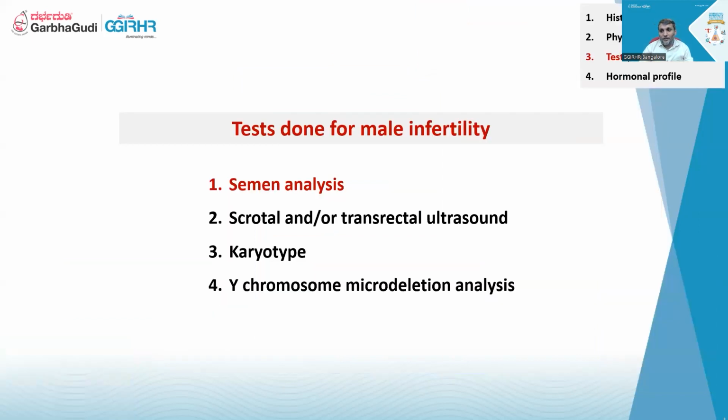So once you are done with the physical examination, of which I have given an overview, you have to go for the tests. These are the four tests commonly recommended for male infertility. Among these four tests, the very, very important one is semen analysis. It's a basic test to be done.